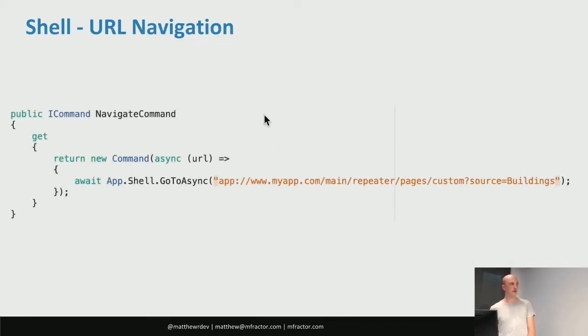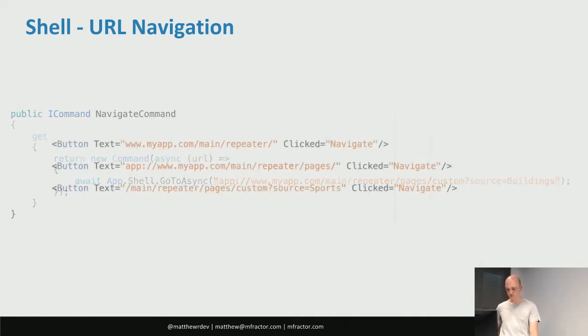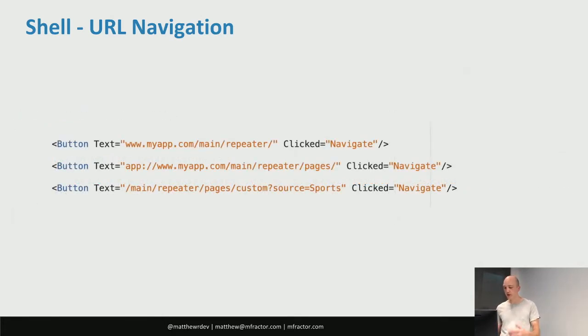In terms of usage, as I spoke about before, you just do shell, go to async, and it figures it out from there. And there's a really cool thing you can do. You can add URL arguments to it, and shell will deserialize those and automatically apply them onto your page or view model. So those are the different types of navigation that are supported.